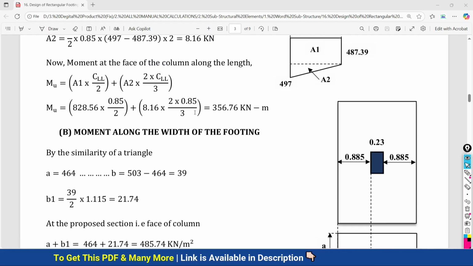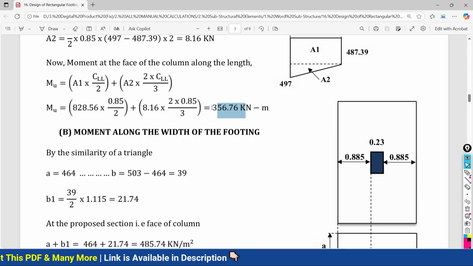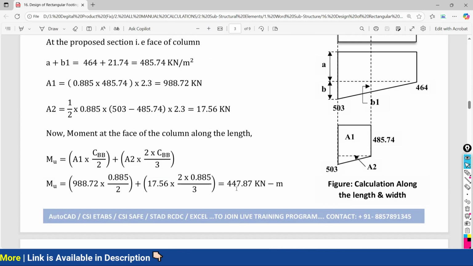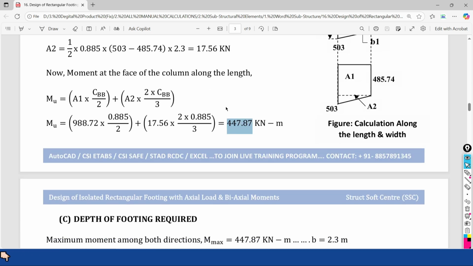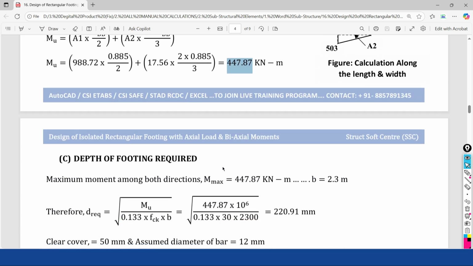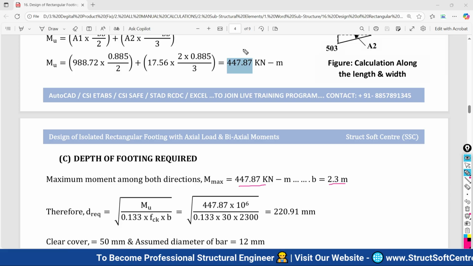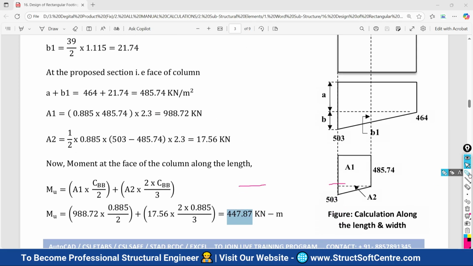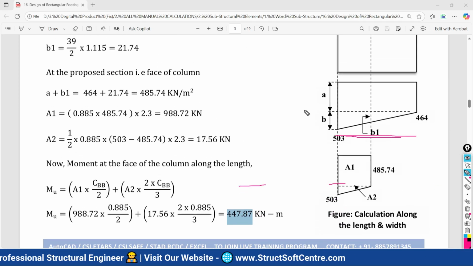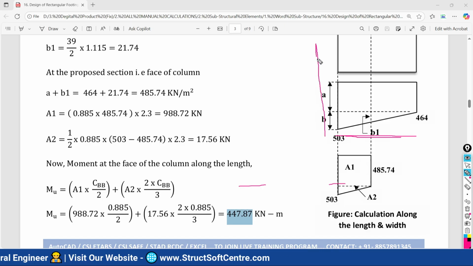So we have to consider the maximum moment among the moments along the length and the moments about the width. So we have two moments, 356.76 along the length and 447.87 along the width. We have to consider the maximum of these two to calculate the depth of the footing required for flexure. So we are going to consider the maximum as 447.87 here as the maximum moment, and the considered width will be 2.3 meter, because it is along the width of the footing, and we have to consider the length.